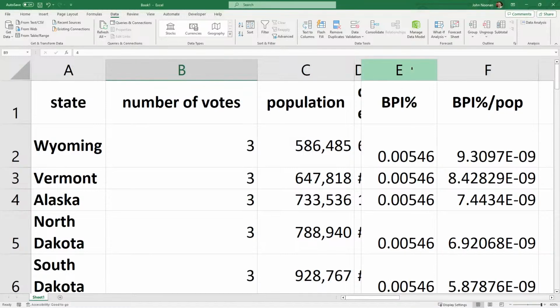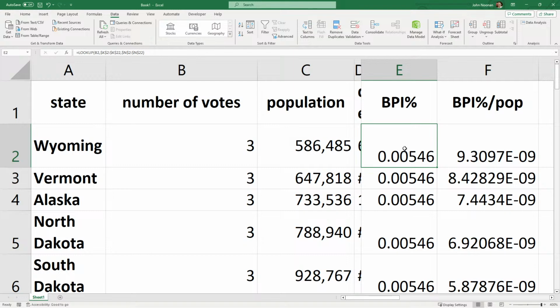Up here in the next 2 columns, I have the Banzhaf power index as a percentage, or really it's written as a decimal, but you know what I mean. It's a proportion. If you add these up, I get 100% or 1. So you can see here that everyone who has 3 votes has 0.00546 as a proportion of the total power. That's how often they were critical.